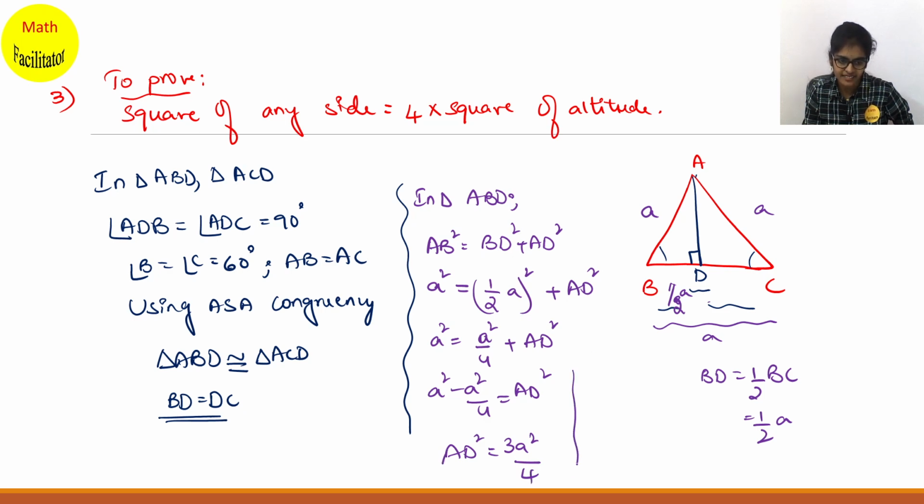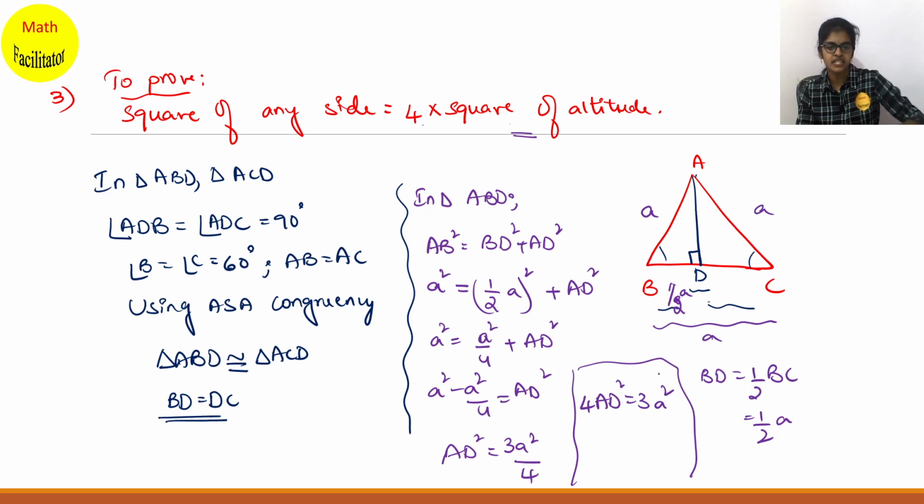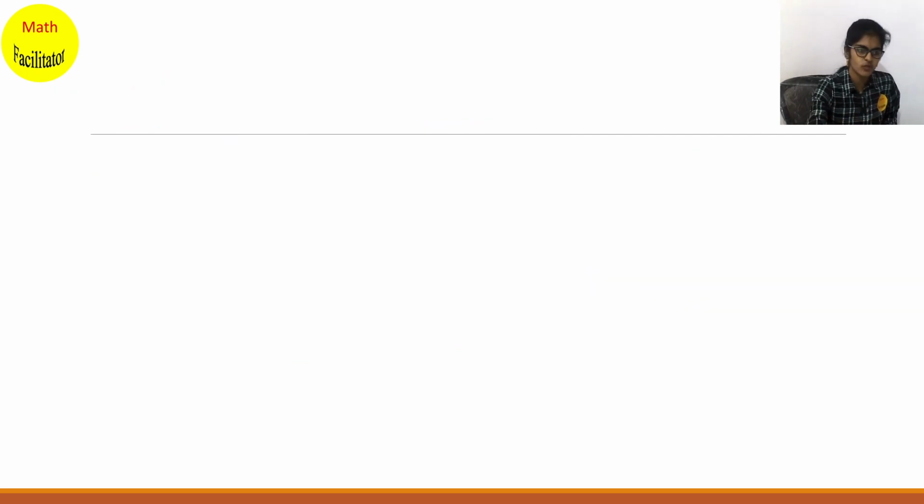The same thing I can write as 4AD square is equal to 3a square. AD is nothing but the altitude, isn't it? So 4 times the square of the altitude, 4 times AD square, is equal to 3a square, and a is any side. So 3 times a square. Let me read the question once. Prove that 3 times the square of any side is equal to 4 times the altitude square. So that is what we got. Clear? So let's move on to the next question.